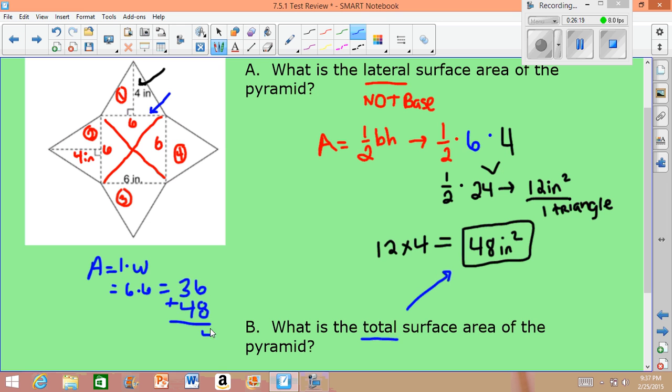So 6 plus 8 is 14. And my 1, that's 7 plus 1 is 8. So my total surface area for our square pyramid is 84 inches squared. So that would be our answer for the total surface area. So please pause here and record anything that you need on your answer sheets.